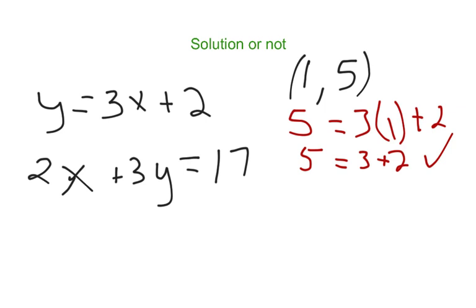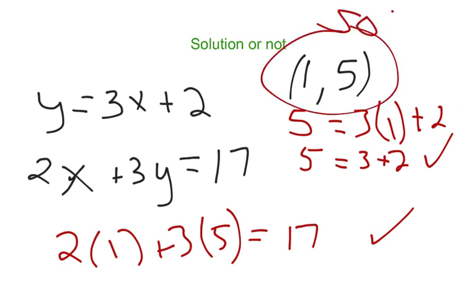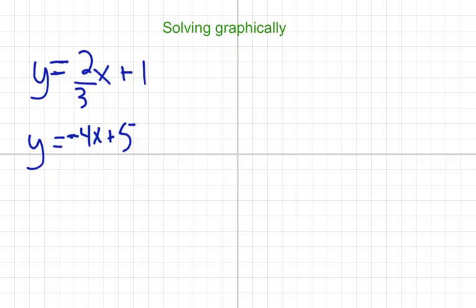So if I plug in 1 and 5 into the second one, I get 2 times 1 plus 3 times 5. If you do that, you get 2 plus 15, which is 17. That's good. So it's true for both of them, so yes, it is a solution. All right, so that's the first thing you need to know: can you check your answer to see if it is a solution or not?